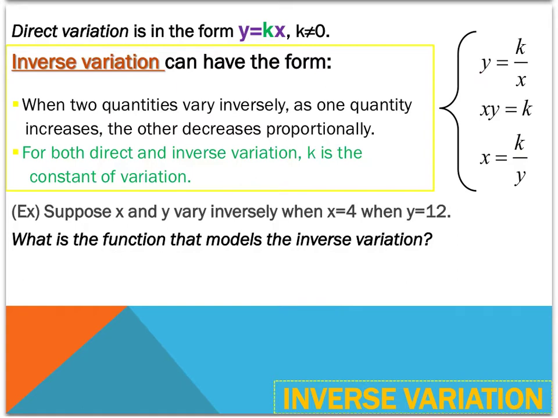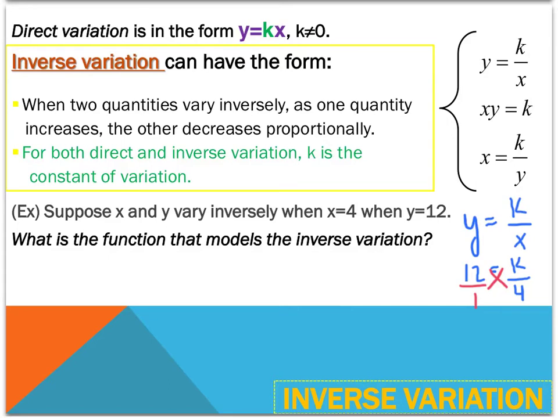So suppose x and y vary inversely, and we have x equals 4 and y equals 12. So that means we have y equal to k over x. Now y is 12 and x is 4. So now we just need to solve for k. Well, we're going to pretend that this guy is over 1 and we're going to cross multiply. So you can either cross multiply or just multiply each side by 4.